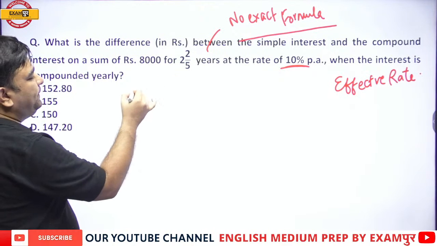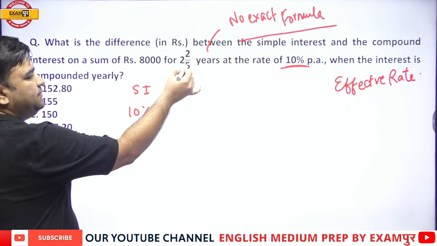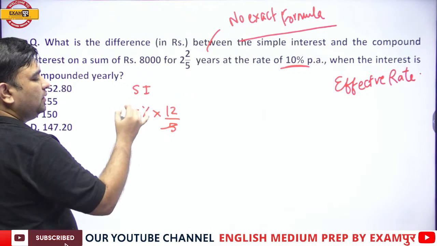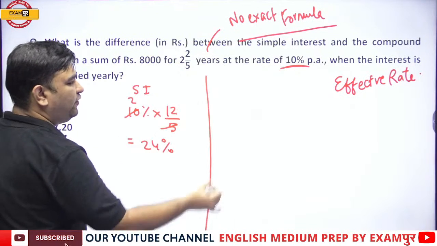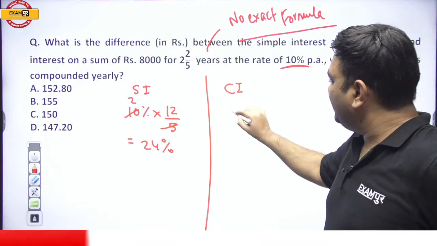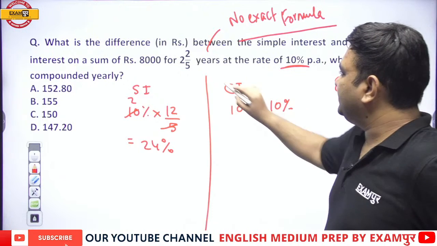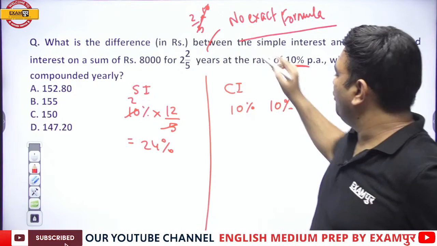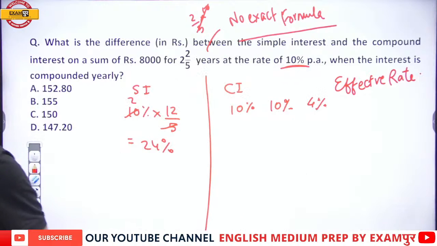If you talk about simple interest, it is 10% into time, which is 10 plus 2, 12 by 5. Simple interest, 24%. And what is compound interest? First year is complete, so 10%. Second year is also complete, so 10%. Third year is 2 by 5, so only 4%. Have you got this logic?